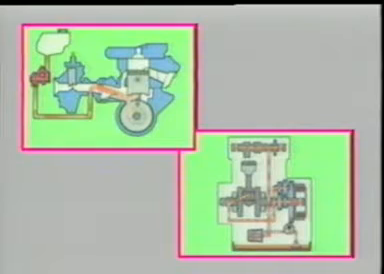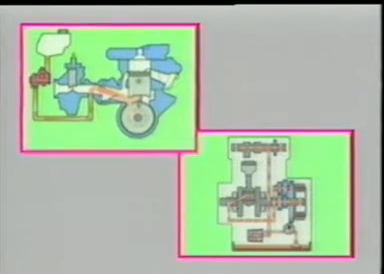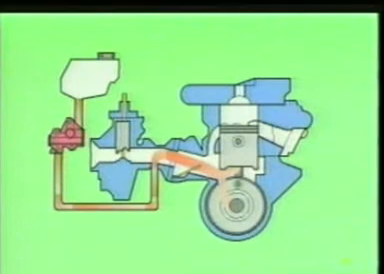There are differences between the lubrication systems of two-stroke and four-stroke engines. Let's look at the different parts and structures for these systems. First, we'll take a look at the lubrication system for the two-stroke engine.